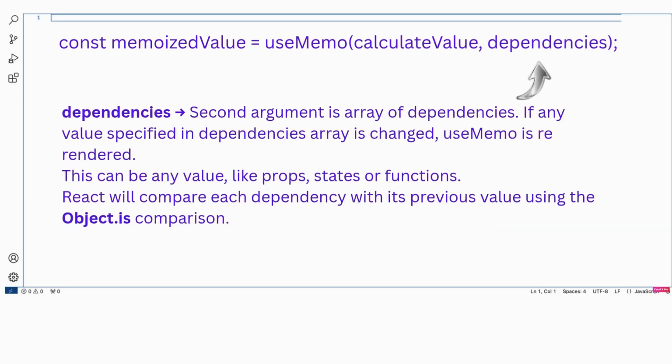Second argument is an array of dependencies. If any value specified in the dependencies array is changed, useMemo is re-evaluated. This can be any value, like props, states or functions. React will compare each dependency with its previous value using Object.is as the comparison.